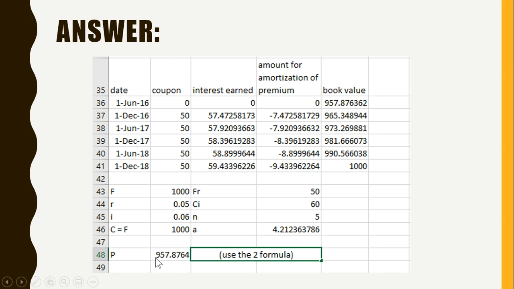So the first thing we have to do is finding the selling price to determine whether this is a premium or discount bond. So we substitute all the information into the formula. We get that this bond is sold lower than the par value, so this is a discount bond. And we can see that the interest earned is higher than the coupon rate, so when you invest in this bond, you will get higher return.